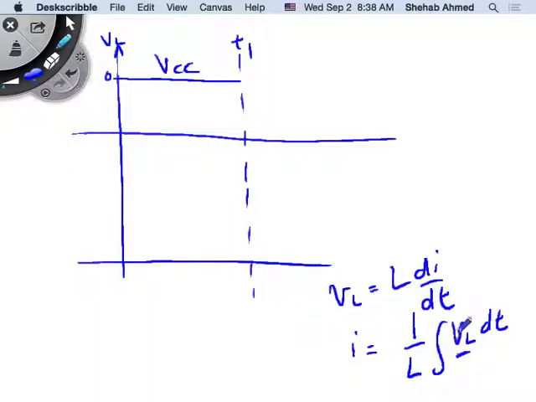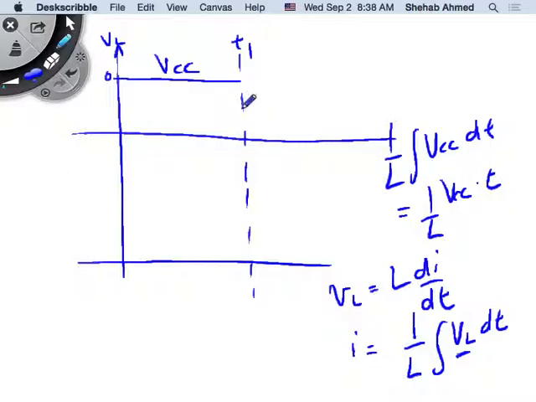Integration of VCC dt: 1 over L, integration of VCC dt is equal to 1 over L VCC times T, let's say from 0 to T1, for example, 0 to T in this case. So it's VCC over L times T, right? So it's a ramp here, assuming initial condition is 0. Okay, let's assume initial condition is 0. So it's a ramp right now, starting from 0 and going to some point here. That point here is equal to VCC divided by L times the value of T1 in this case, right?